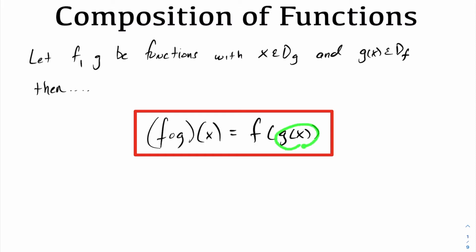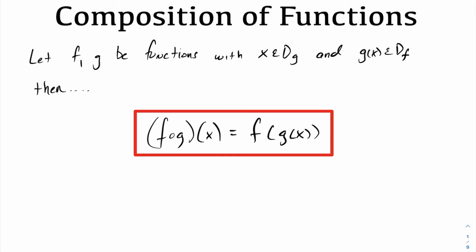Then wherever g sends the function x, i.e. notationally g at x, that has to be in the domain of f. Because what the function f is going to do, it's going to take in that g at x and act upon it. So that g at x has to be in the domain of f. So that's the reason for these two conditions here in addition to f and g being functions.